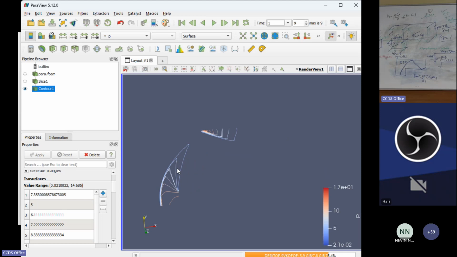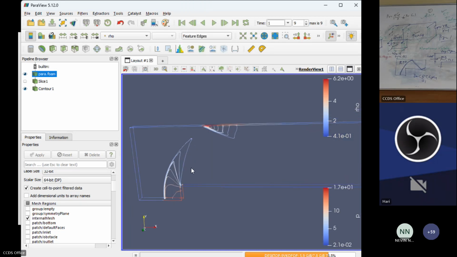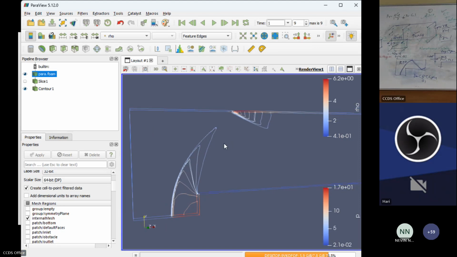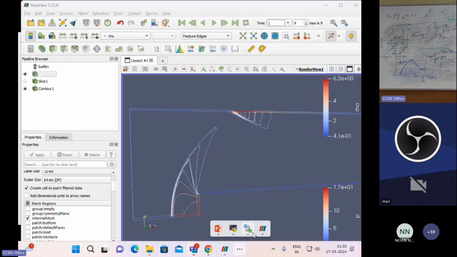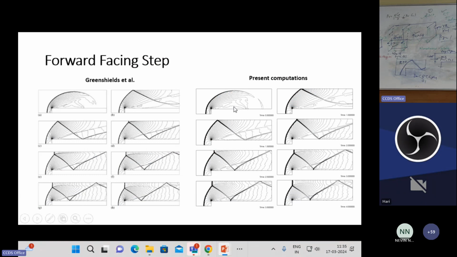So the body is not visible, but it will typically look something like this. You need to switch on the body also inside the pipeline and then select outline. So you can play around with this particular range and get contour lines something like this at different instants of time. So we see our solver is qualitatively in good match with the previous results. So this is how things work out in CFD.